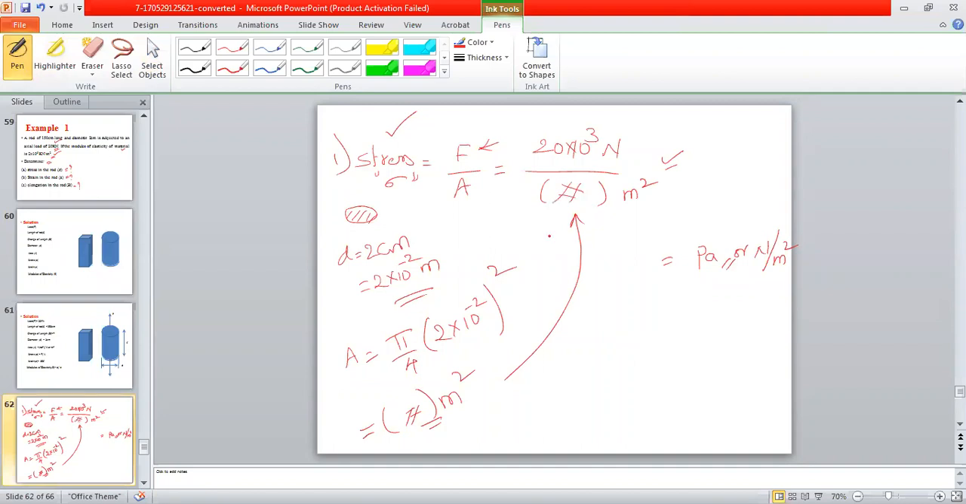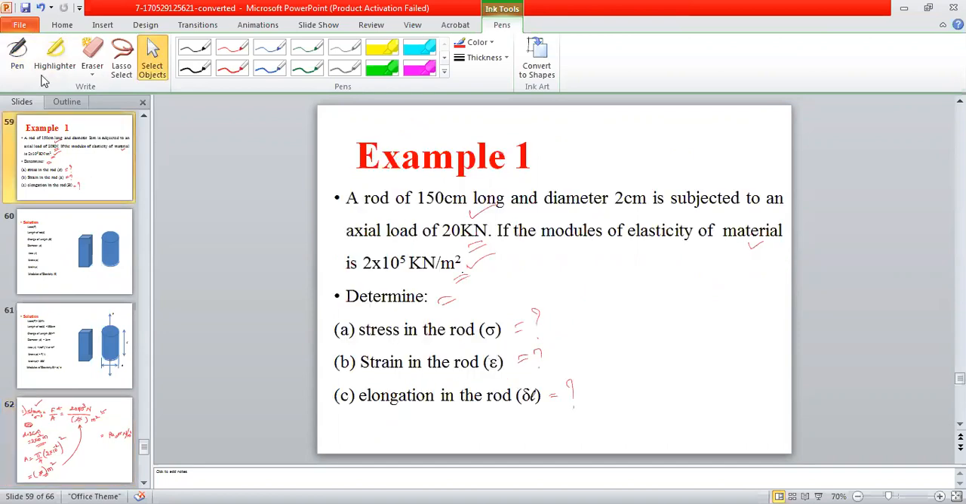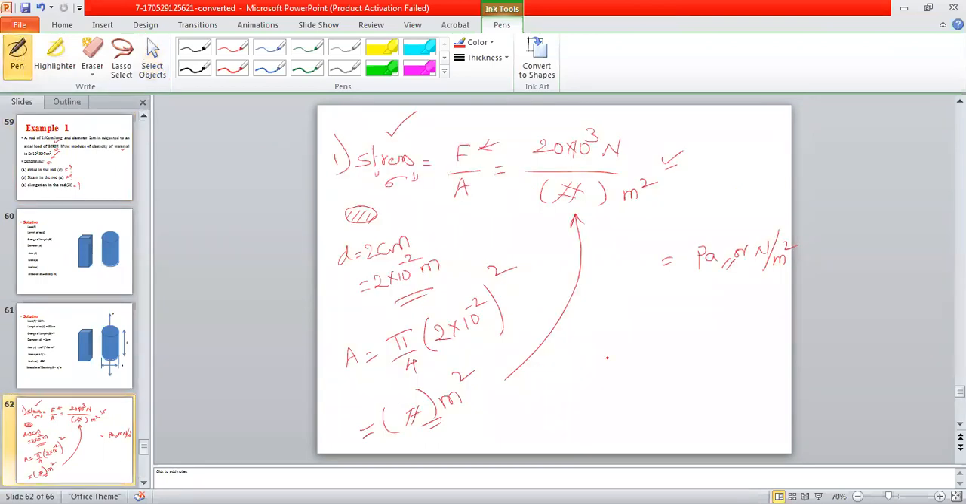Next, second, we need to find out the strain. How to find the strain? What is the formula for the strain? Strain is nothing but change of length by original length. Here the change of length is not given, therefore we need to find it, but the length is given. So with two unknowns, it is not possible to solve by this equation. By this equation, we cannot find the strain.